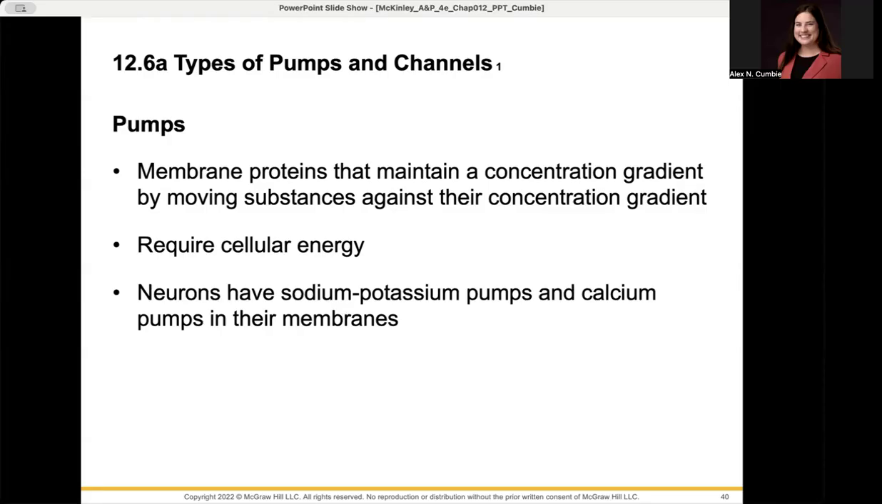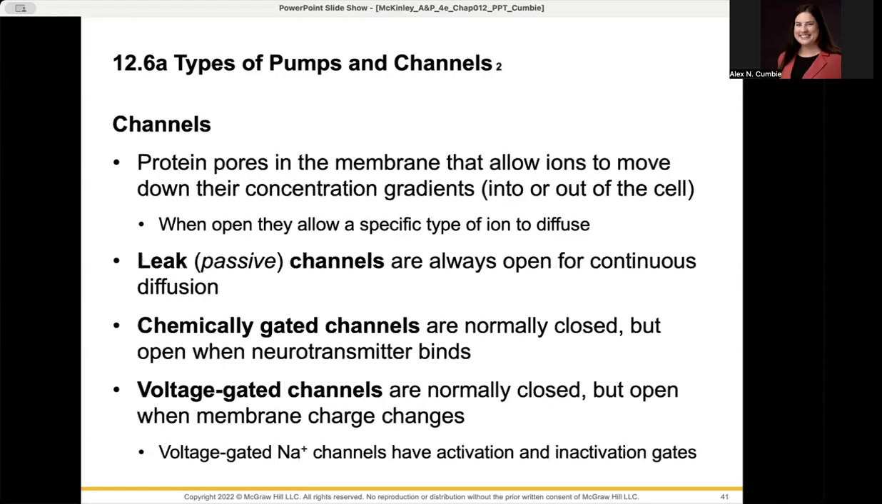So that's pumps, which are present on the cell membrane. We also have a number of channels. Channels are a little bit different. They tend to go with or down their concentration gradients, so they don't require any energy, and typically they work by simple diffusion. We constantly have these channels that we call leak channels or passive channels that are continuously open, allowing different ions to just come into the cell and out by simple diffusion.